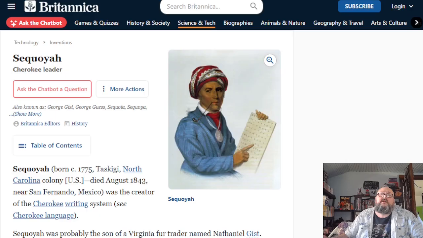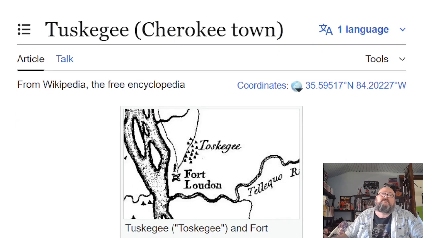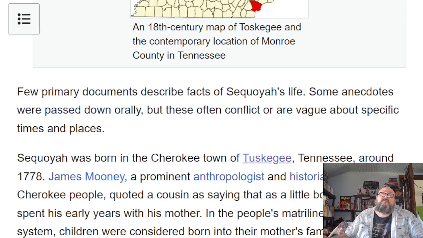But yeah, Britannica said North Carolina, while Wikipedia says Tennessee. It would be modern day Tennessee. But remember, when he was born, there was no Tennessee yet. It was still a part of North Carolina. So technically, both are right, but it will confuse you a little.